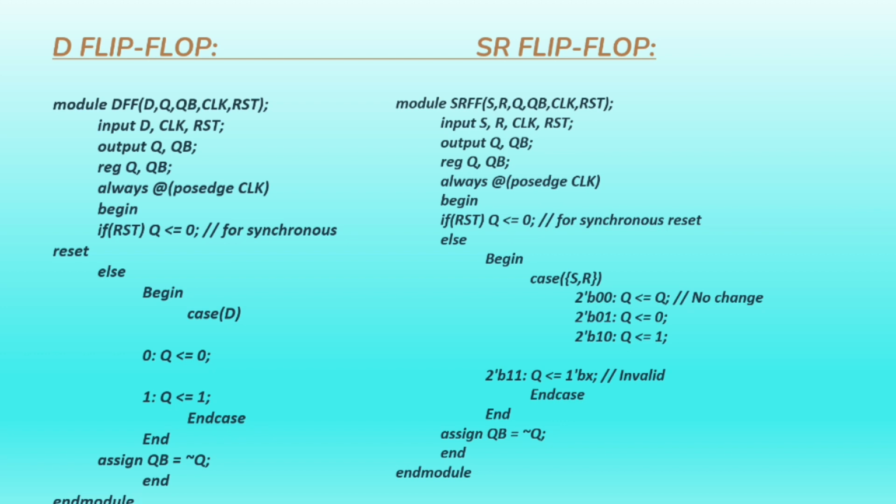Let us write a Verilog program for D flip-flop. Module DFF (D, Q, QB, CLK, RST). Input D, CLK, RST. Output Q, QB. Reg Q, QB. Always @(posedge CLK) begin. If RST, Q <= 0, else begin case (D): 0: Q <= 0; 1: Q <= 1; end case. Assign QB = ~Q, and end module.